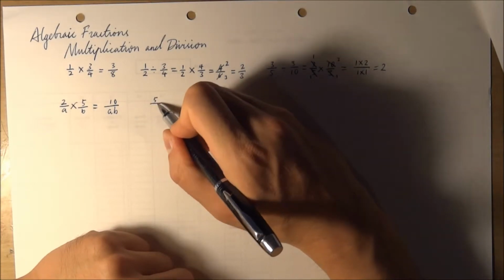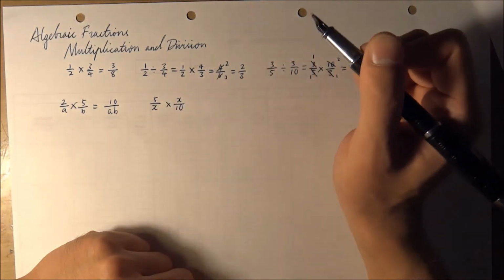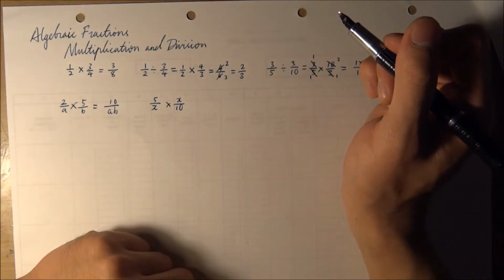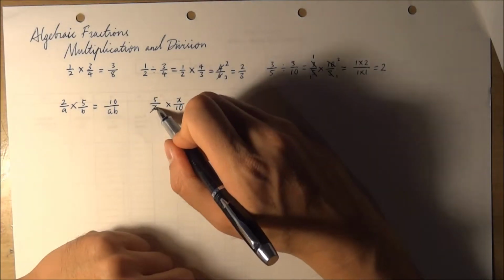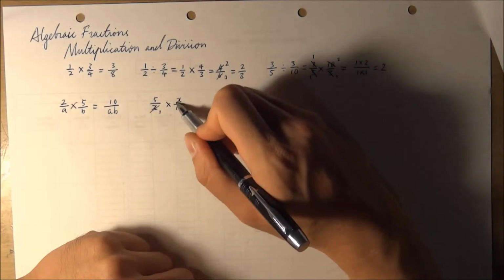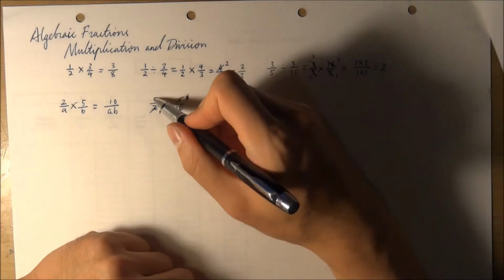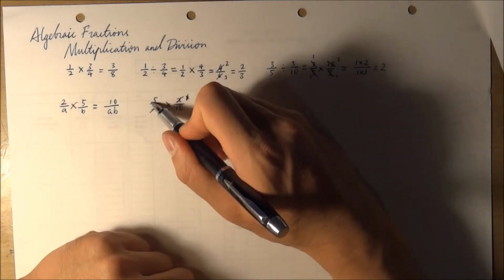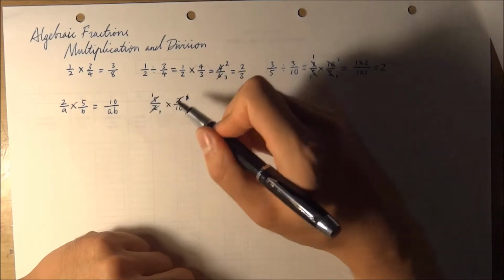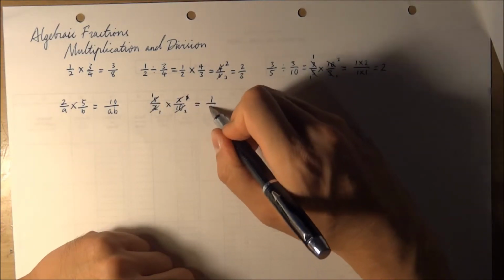So if we have 5 over x times x over 10, the highest common factor between the two x's will obviously be x. So x divided by x gives us 1, x divided by x gives us 1. And then the highest common factor between 5 and 10 is 5. So 5 divided by 5 gives us 1, 10 divided by 5 gives us 2. So in the end, we have a half.